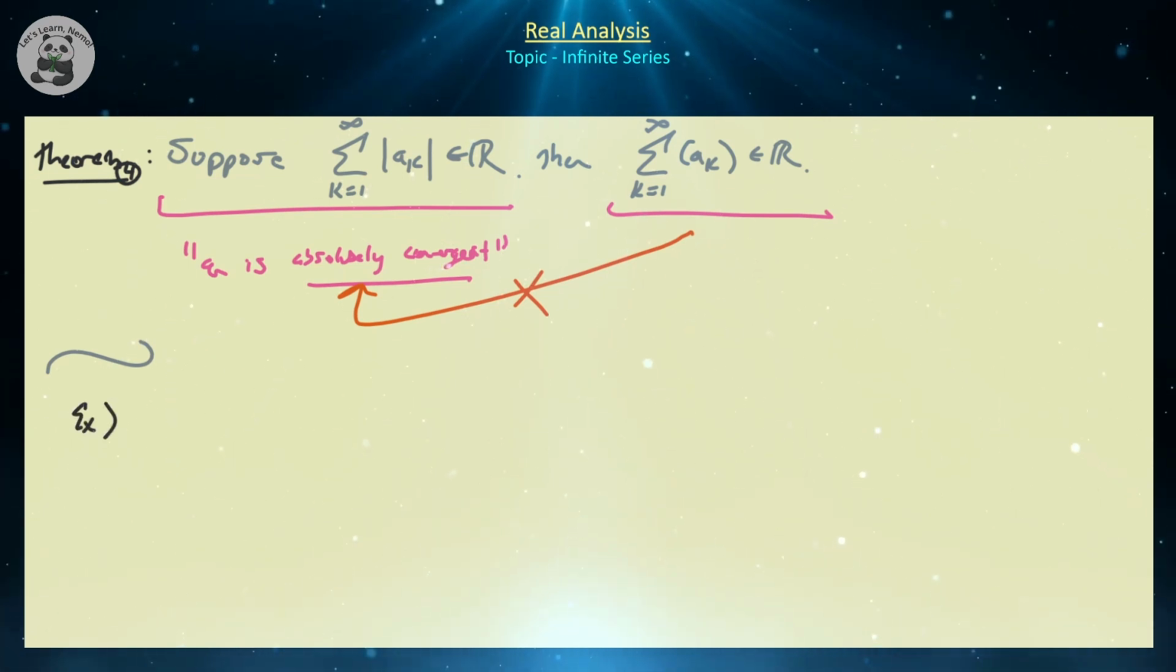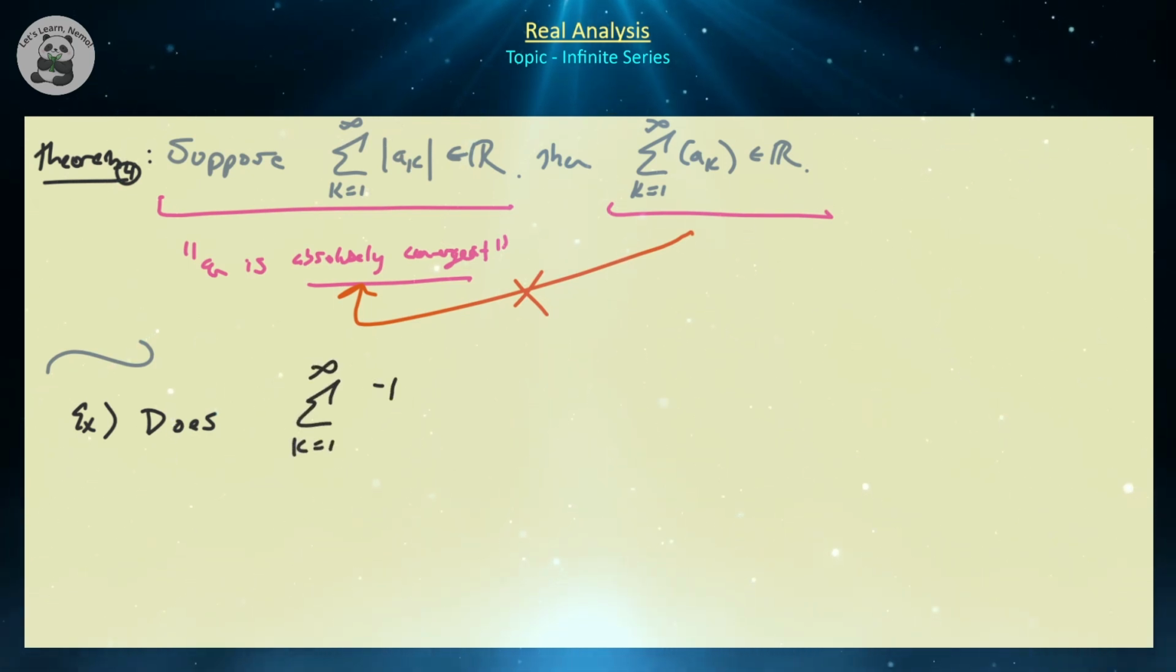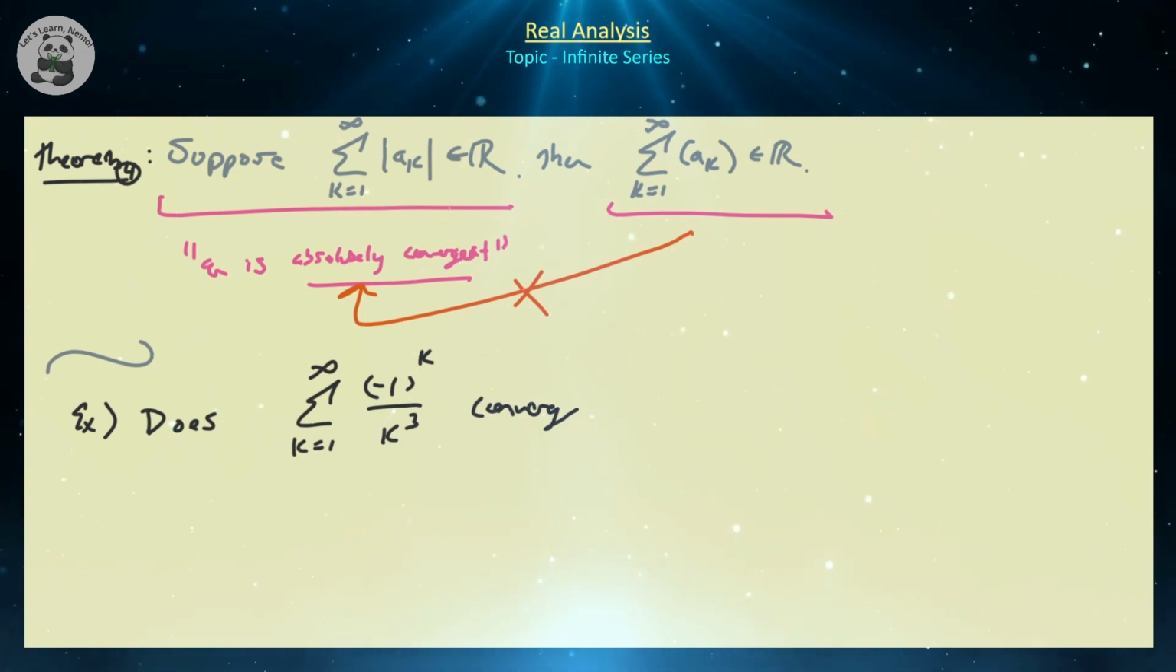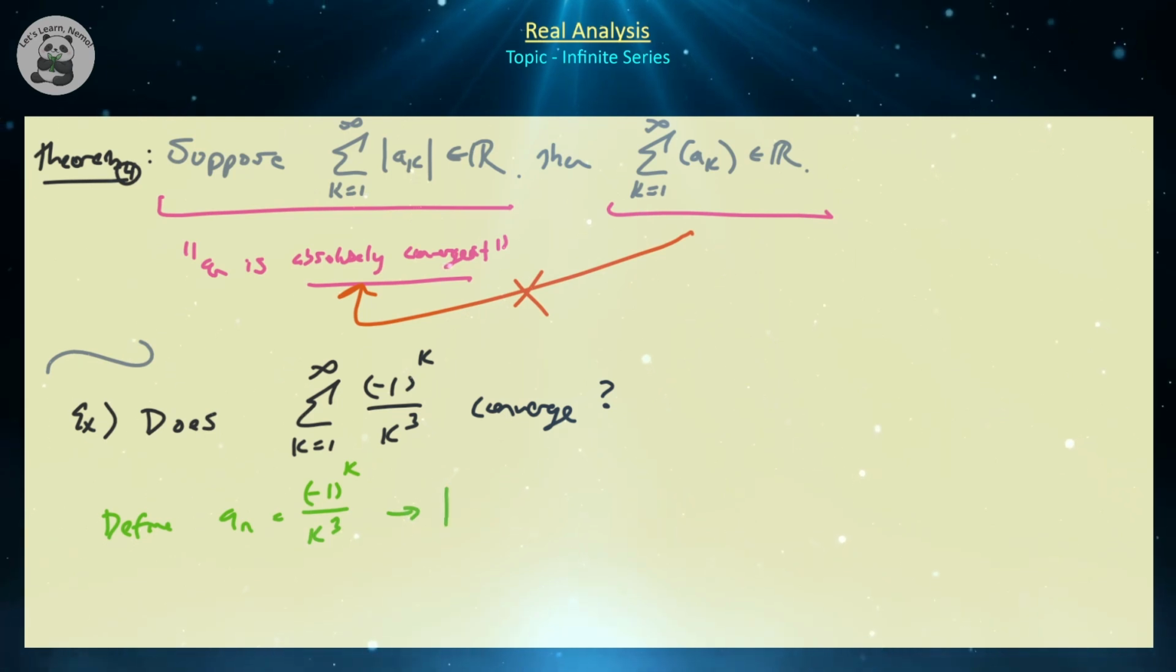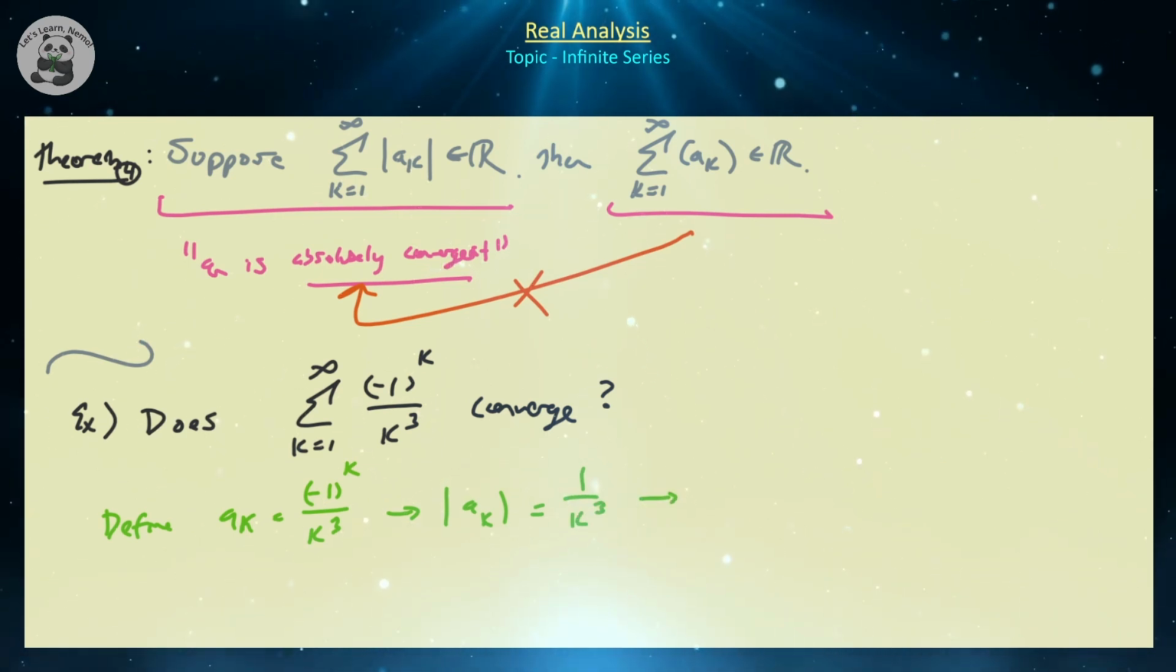So example. Does the sum from k equals 1 to infinity of minus 1 to the power of k over k cubed converge? Yes or no? So let's look at the absolute value of our sequence. What we're going to do is define AK to be equal to minus 1 to the k all over k cubed, which means that the absolute value of AK is going to be equal to 1 over k cubed.